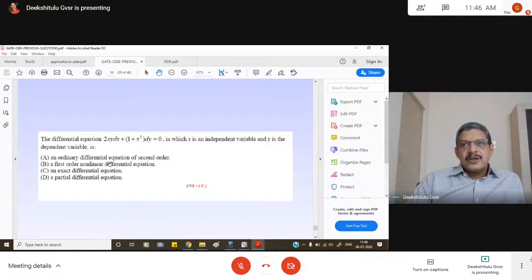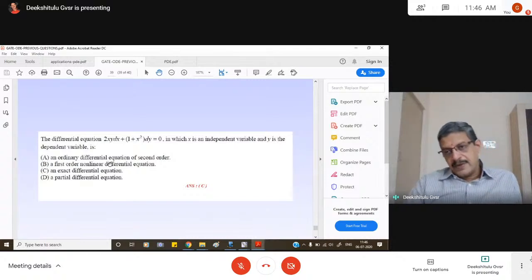Why is it not non-linear? We say that a differential equation is non-linear if the degree of the dependent variable or any of the derivatives of the dependent variable is more than 1, the degree must be greater than 1. It's not so, so option B is also wrong. So the only option is that it is an exact differential equation. You have to check it: M dx plus N dy. So dou M by dou y is 2x and dou N by dou x is 2x. Since both are equal, it's a first order exact differential equation.